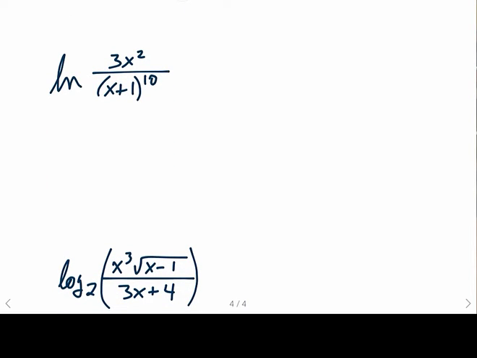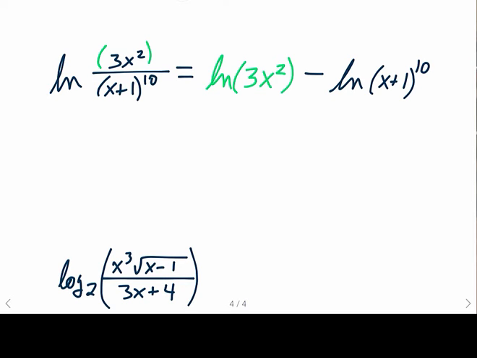Next, same instructions. The natural log of 3x squared divided by x plus 1 to the 10th power. Go ahead and pause the video and see if you can expand this expression. So for my first step, I have recognized that we have a quotient and written that as a difference, natural log of 3x squared minus natural log of x plus 1 to the 10th power.